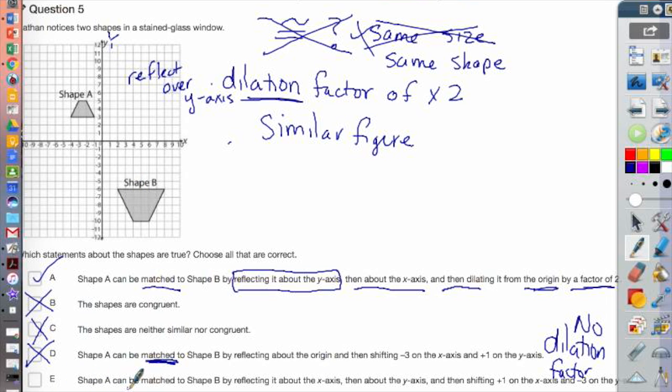Shape A can be matched by reflecting it about the x-axis, then about the y-axis, and then shifting it again. And there's, again, no dilation factor mentioned. So that is also a question that you can go ahead and mark no, because you have to dilate it. This shape, A, is smaller than shape B. It has to undergo a dilation factor of times 2. And the shapes are similar, so that was true. So the correct answer on your test was A and F.